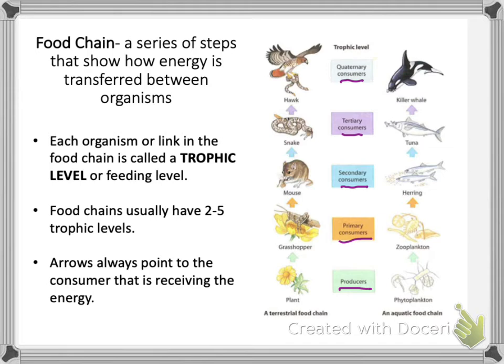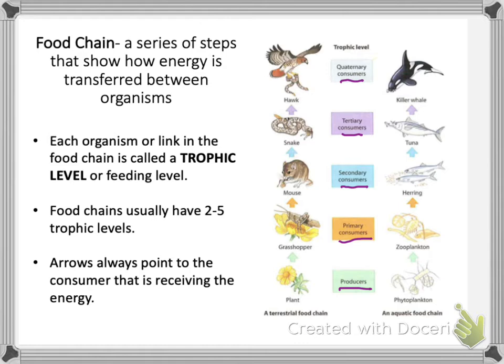So we have both a terrestrial and aquatic food chain shown here to show you some examples of how those different trophic levels might be arranged in different environments. Now notice in both cases, the food chains end at about 5 trophic levels, excluding the decomposers that may be involved. So we will talk about why we don't have food chains that go on for dozens of, say, trophic levels on the next slide.